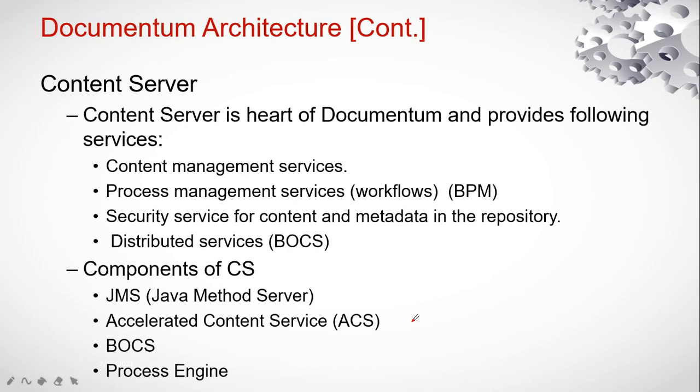Nowadays, in Documentum 20.4, OpenText provides Wildfly as the JMS server. So basically, this is a server embedded in the content server. It also provides accelerated content services for content transformation between the client and repository. It also comes with branch office caching.